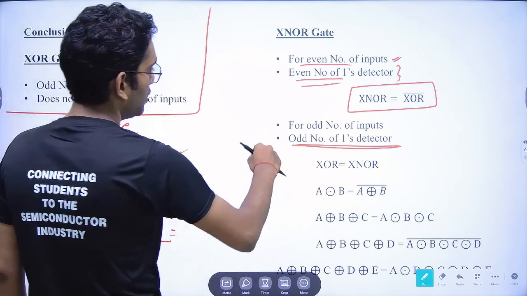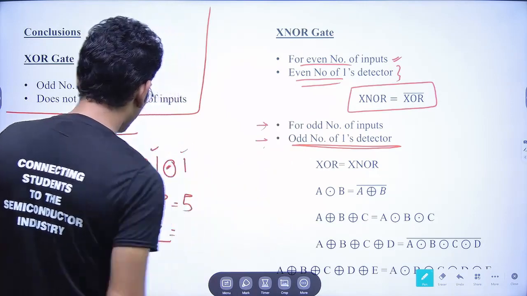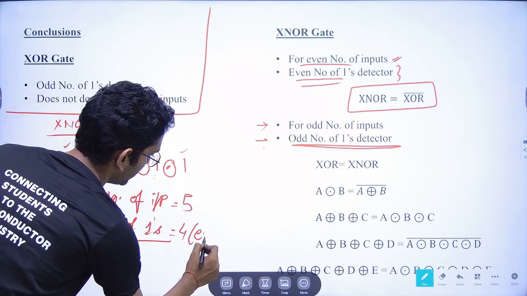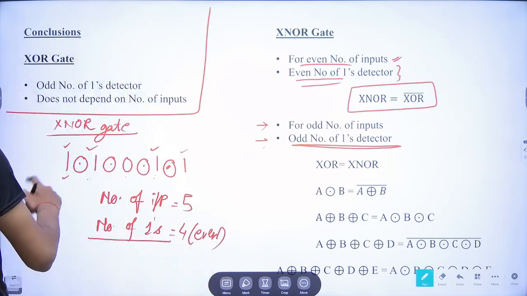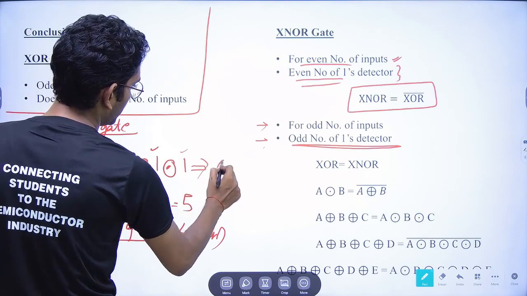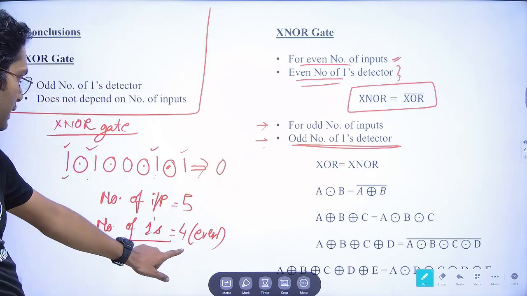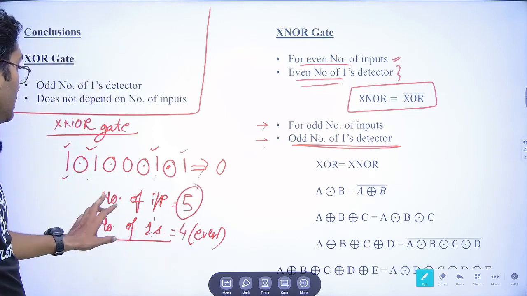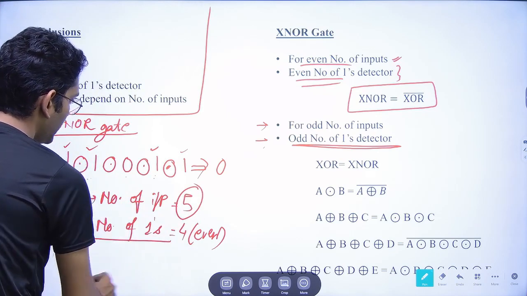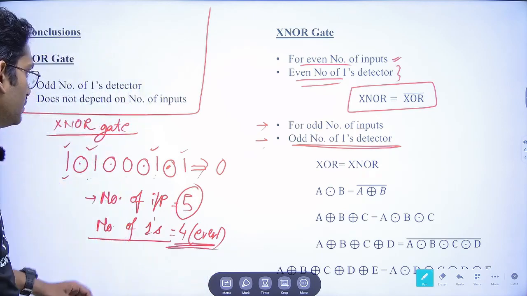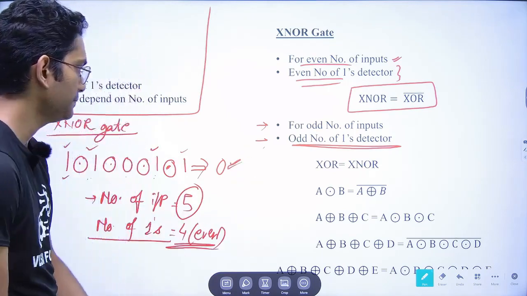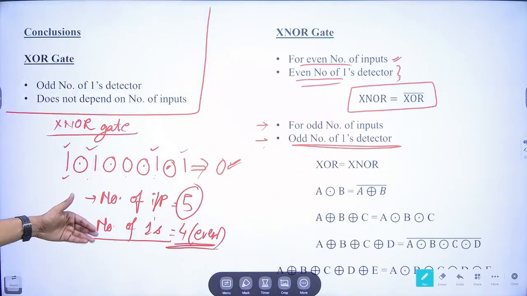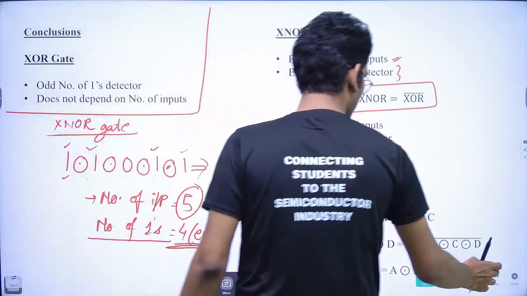So for an odd number of inputs it acts as an odd number of ones detector, and the number of ones there are 1 2 3 and 4. So this is an even number. Now what output will it give? It will give the output as 0. Why? Because here the number of ones is even and the inputs were 5. So it would act as the odd number of ones detector, but here we are getting an even number of ones, so we will get the output as 0. Fine. Similarly, in the other case, you can cross check by taking some examples on your own also.